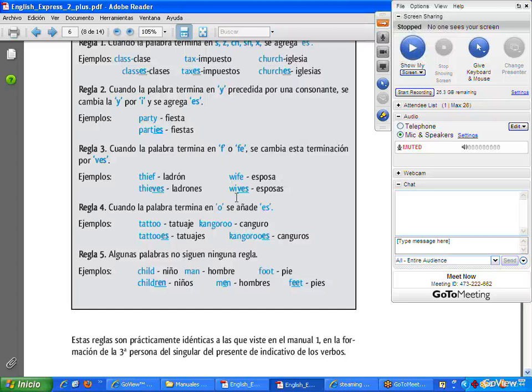I'm going to write one down. So here we have a knife, and it becomes knives. Okay?